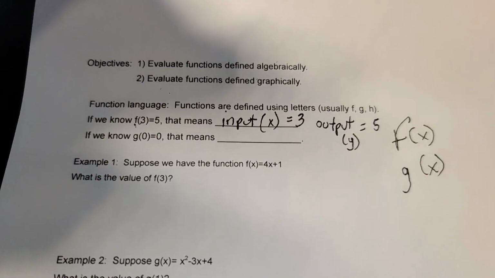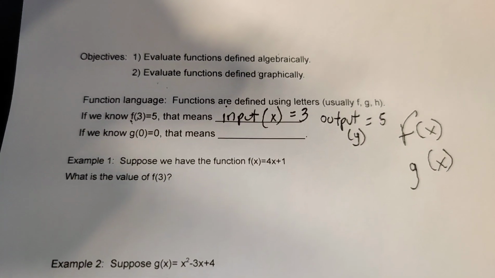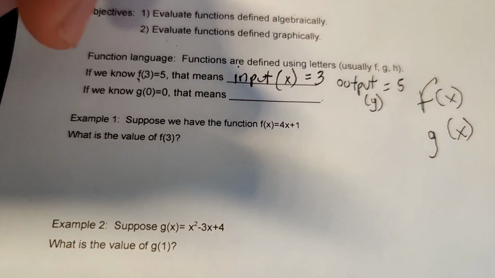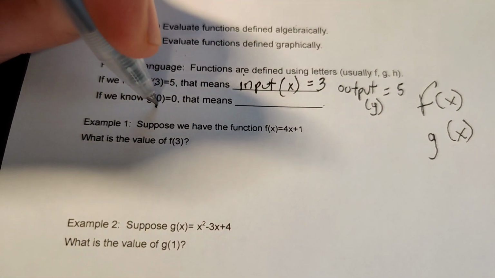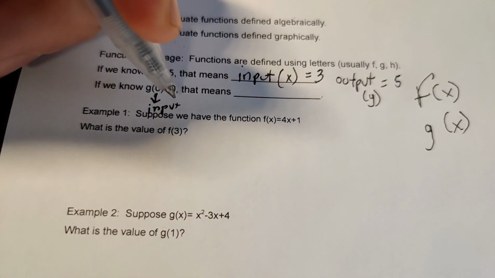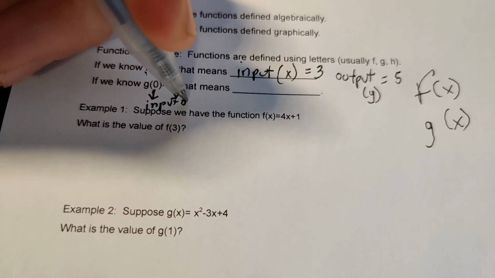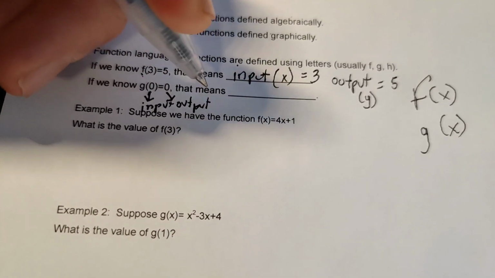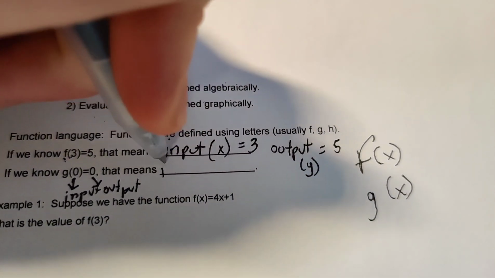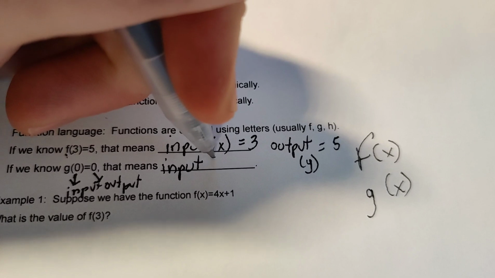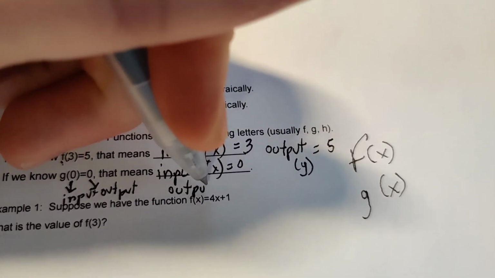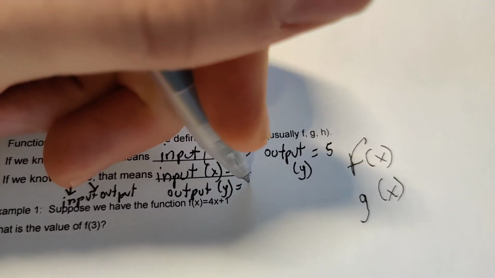All right, so if we know g of 0 equals 0, what does that mean? Well, just like the example above, this is the input, right? This is the output. So what are we going to fill in the blank? Well, the input, or the x, is 0, and the output, the y, is also 0.